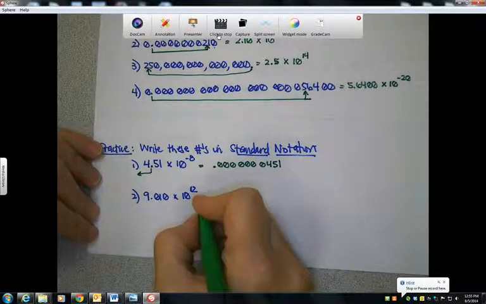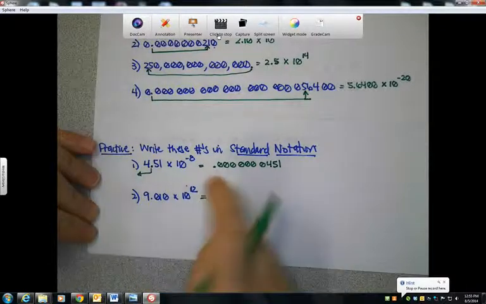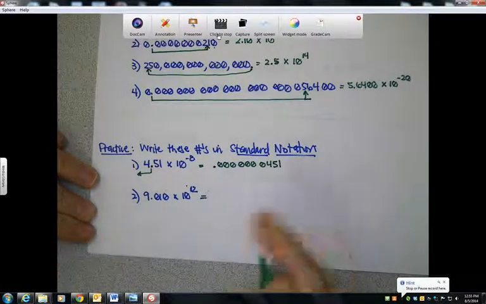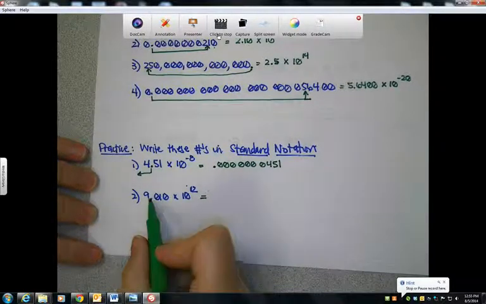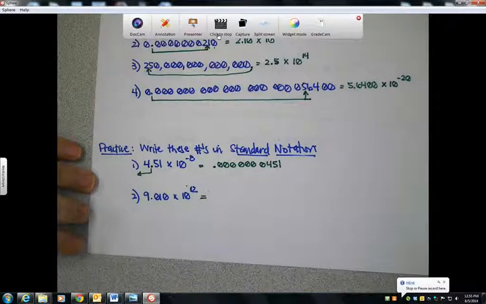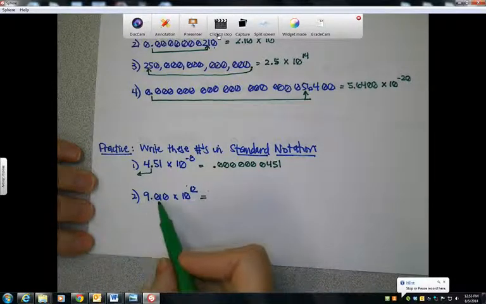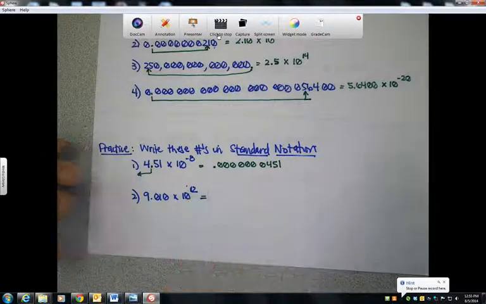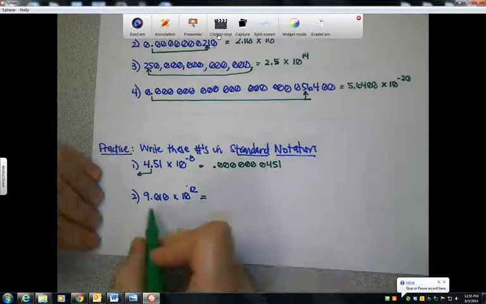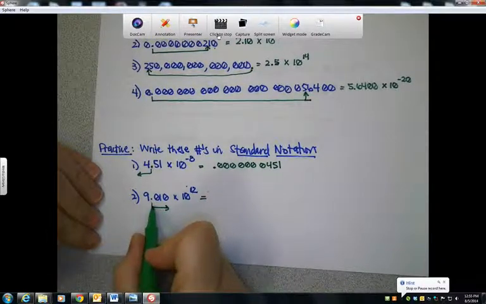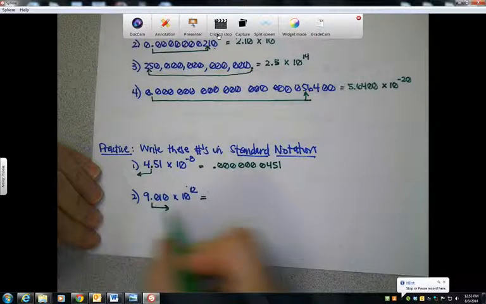The last one is a positive exponent, so you're going to move the decimal to the right. You're going to take this number and expand it so that it's larger than 9.010, because you're multiplying by 10 to the 12th. That's a big number. So we're going to move that decimal 12 spaces.